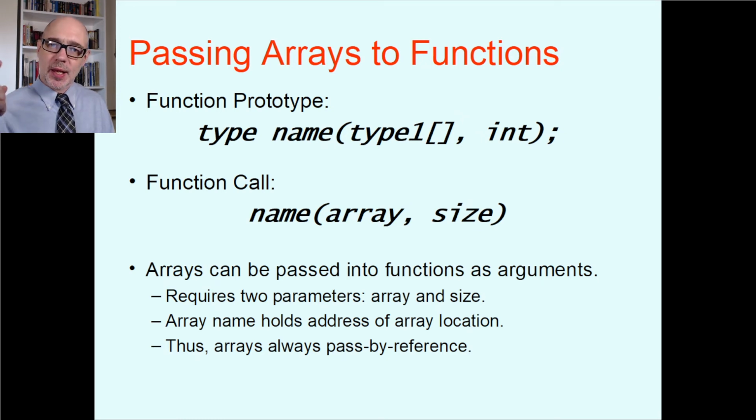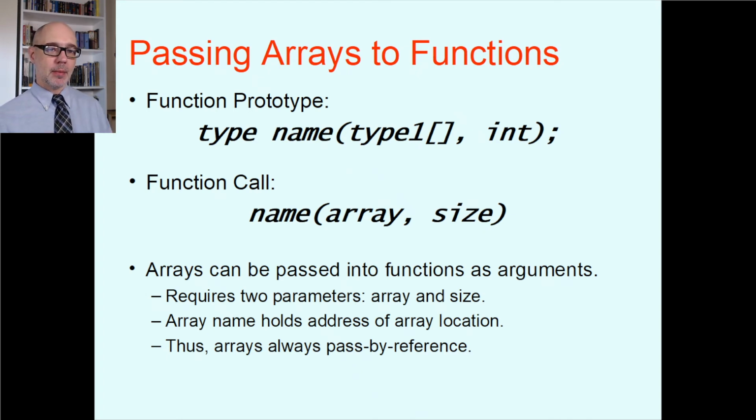Well, that's just like how pass by reference works, right? The whole point of pass by reference for parameters is you're really passing in the address of where the thing is. You're not making a copy of it. And since the name of the array is actually the address, that's exactly what happens here automatically. So effectively, arrays passed into functions are always passed by reference. Great, and that makes sense to me.